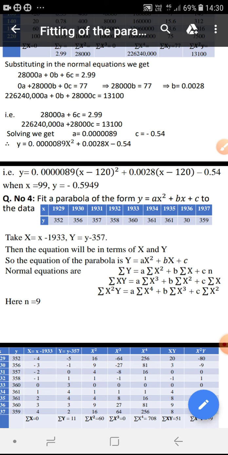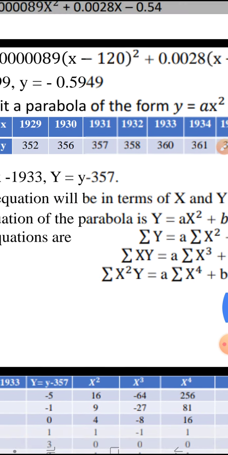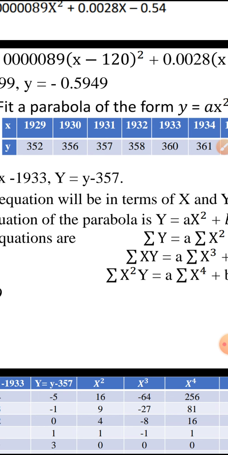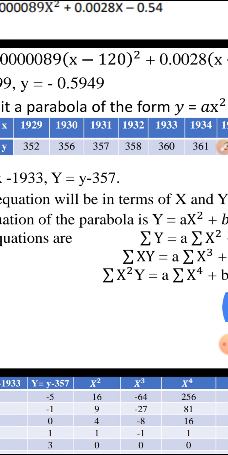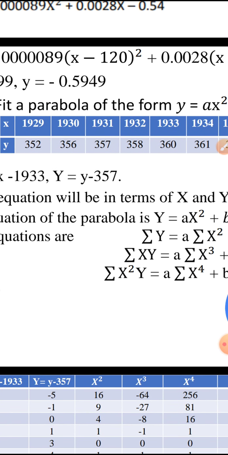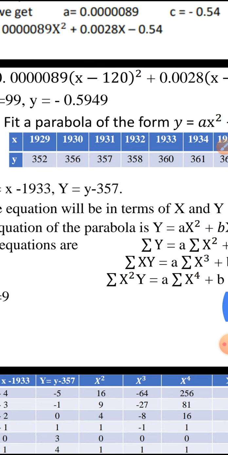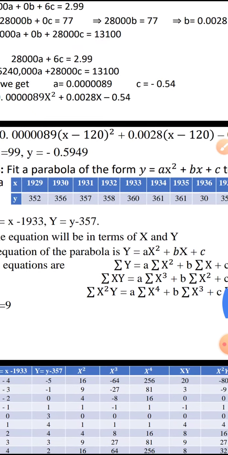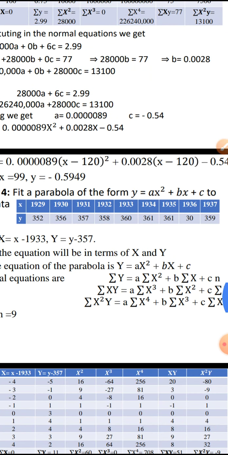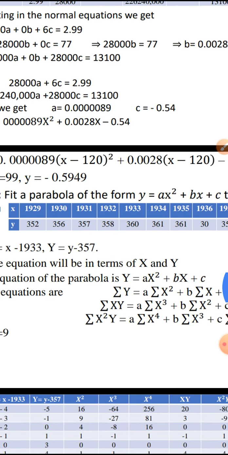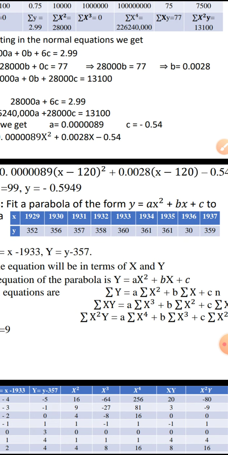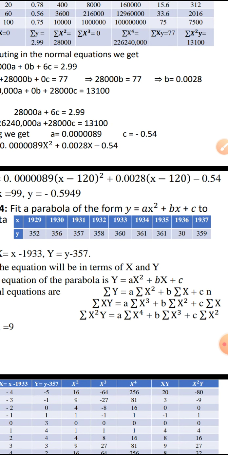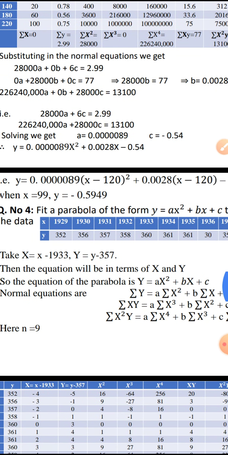1929, 1930, 1931, 1932, up to 1937. Even y values are bigger numbers, 352, 356, 357, etc. So one option is you can directly go for fitting of the parabola without changing the size of x and y values. Or else, to make our calculation easier, we can change the size of x and y values.